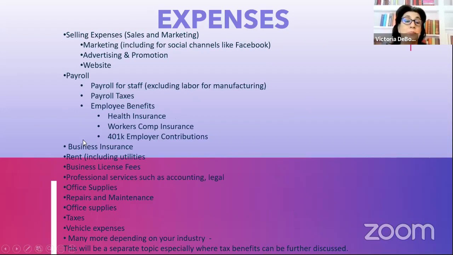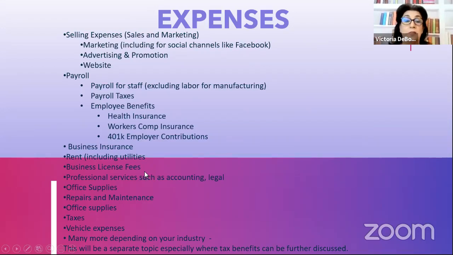Other expenses, of course, you're going to have business insurance. You may have property, you may have business interruption. There could be insurance for liability if you have a product that needs some liability insurance. So there are many different types of business insurance that you should bear in mind when you run a business, to protect yourself. Rent, don't forget utilities. Some rents do include utilities, some don't. So again, it depends on what business you're in.